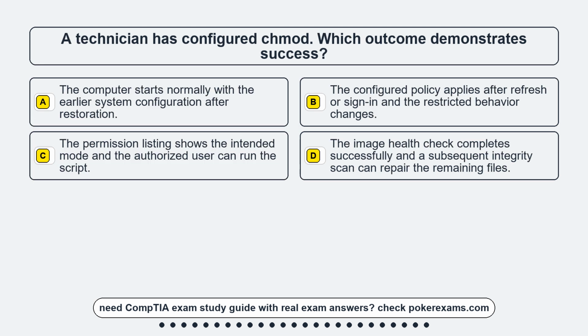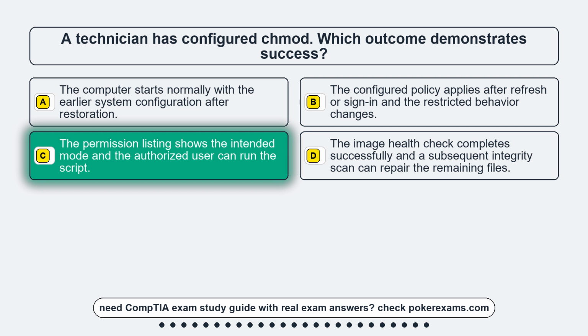Question 12. A technician has configured chmod. Which outcome demonstrates success? Option A. The computer starts normally with the earlier system configuration after restoration. Option B. The configured policy applies after refresh or sign-in and the restricted behavior changes. Option C. The permission listing shows the intended mode and the authorized user can run the script. Option D. The image health check completes successfully and a subsequent integrity scan can repair the remaining files.